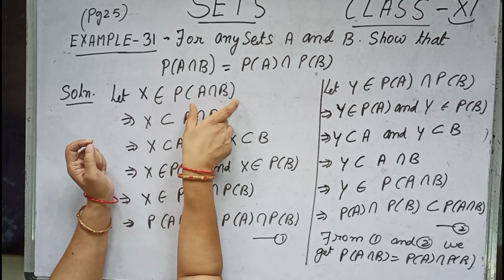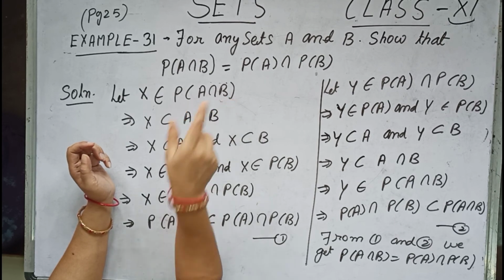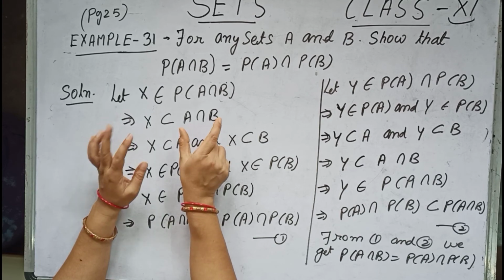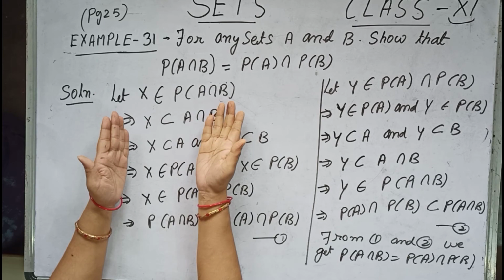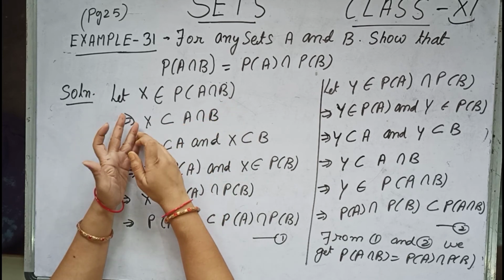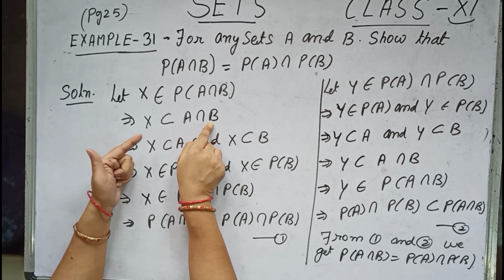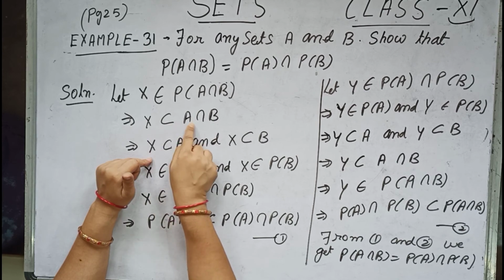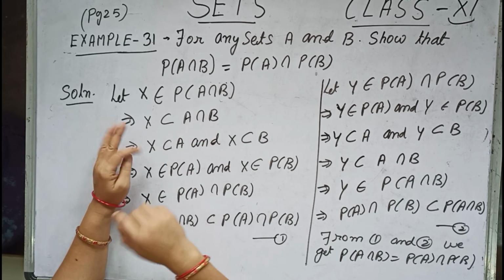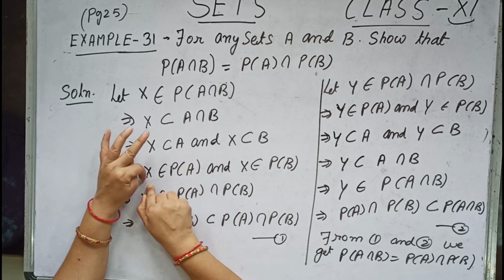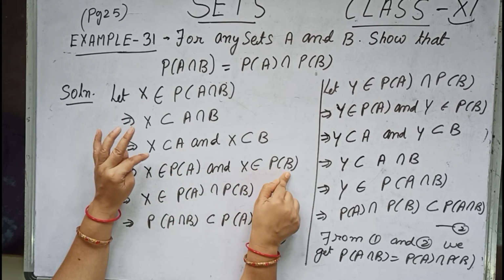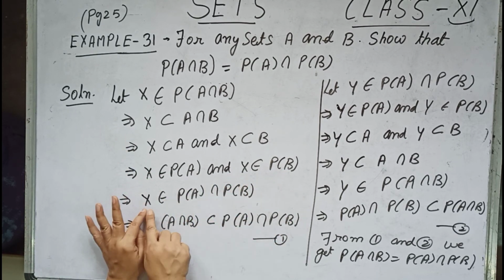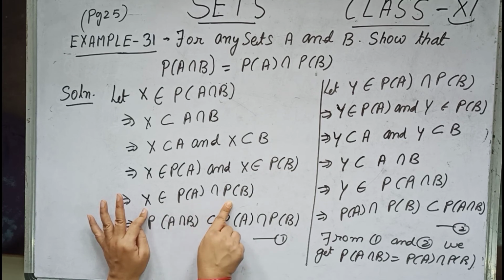Now if capital X belongs to power set of A intersection B, this implies capital X is the subset of A intersection B. This statement should be clear to all of you. If a set belongs to a power set, obviously that set is the subset of A intersection B. Now if X is the subset of A intersection B, this implies X is the subset of A and X is the subset of B. Again, since X is the subset of A, this implies X belongs to power set of A and X belongs to power set of B. So X belongs to power set of A and X belongs to power set of B implies X belongs to power set of A intersection power set of B.